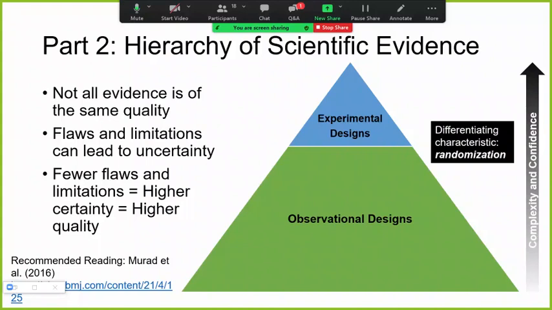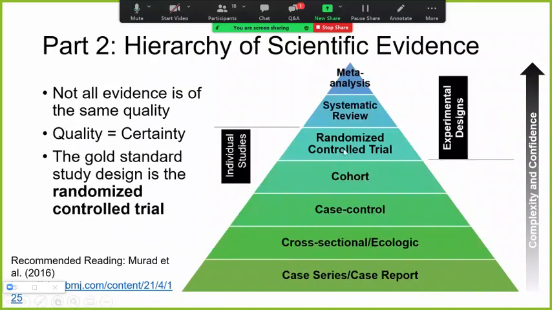And unfortunately, because of the way they're set up, they also have certain types of flaws that we need to be aware of when we're evaluating the results from them. So next time we'll pick up with study designs. We'll talk about the randomized controlled trial, cohorts, case control studies, cross-sectional studies, and ecological analyses. We'll also briefly touch on meta-analysis and systematic review, and go through a couple of examples.